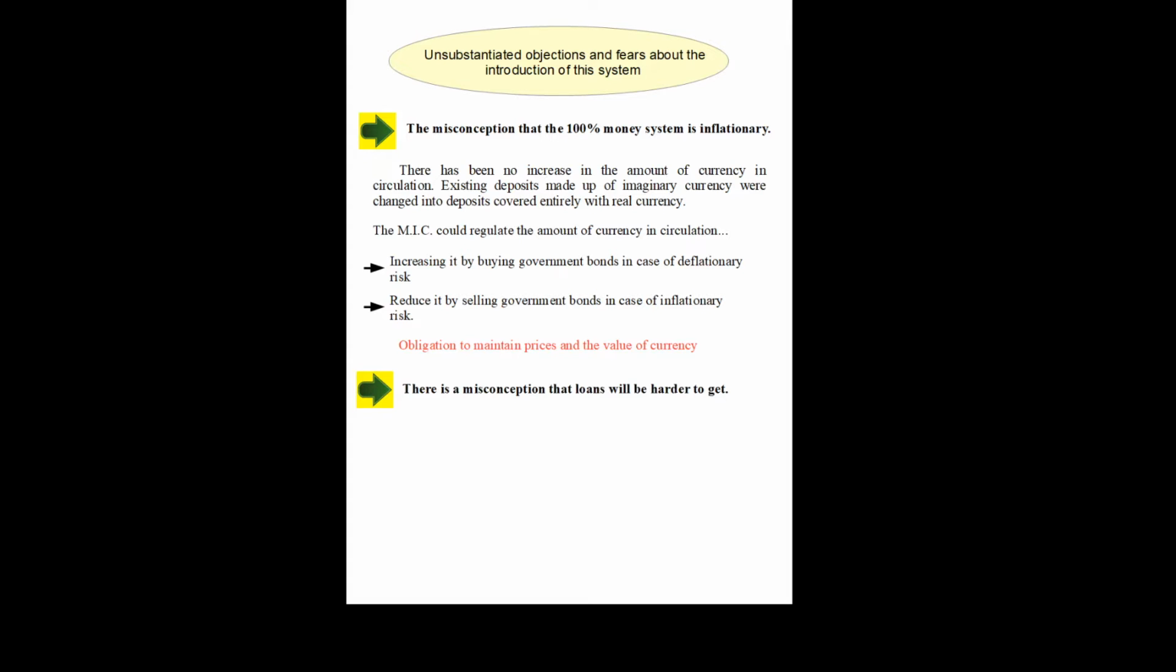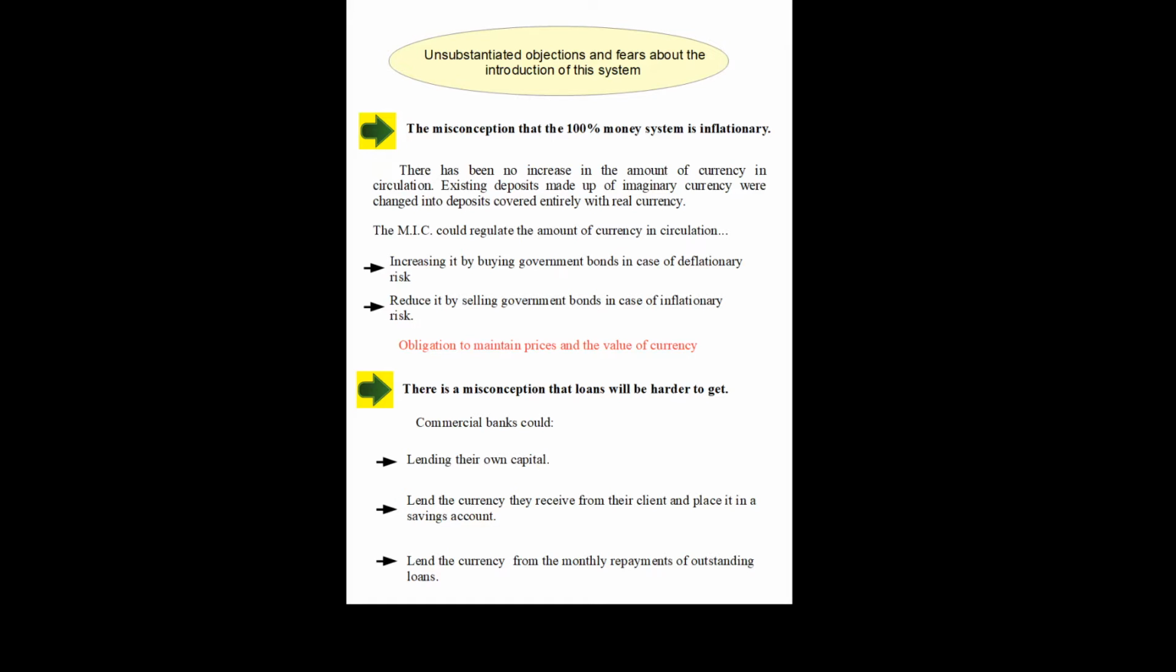The second misconception would be that bank loans would be more difficult to grant. Commercial banks could lend their own capital, lend the currency they receive from investment accounts. They could also lend the currency from the monthly repayments of outstanding loans.